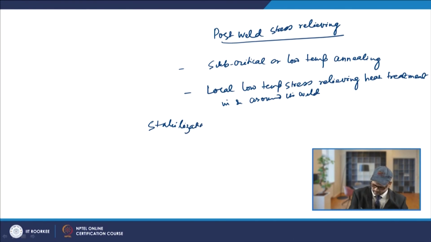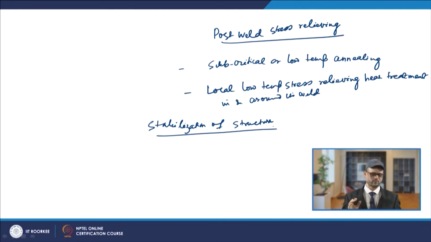Another purpose of the post weld heat treatment is the stabilization of structure. As we know, during the welding process the structure obtained is normally metastable because of the very large cooling rate. It may also change with time, and it may be subject to aging. So, we have to stabilize it, and what we do is homogenize the structure using a proper annealing operation or a normalizing operation.